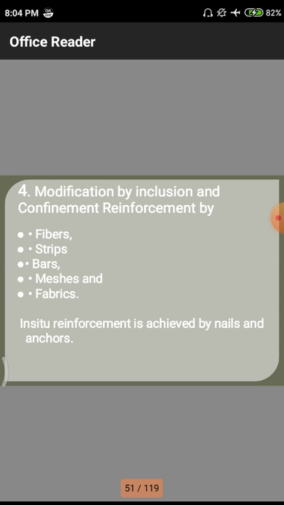In situ reinforcement is achieved by nails and anchors. Nail means a small sort of finger-like material, not fingers, used in hilly areas to cover the top area and to control erosion. We are using these nails and other anchor-like materials.